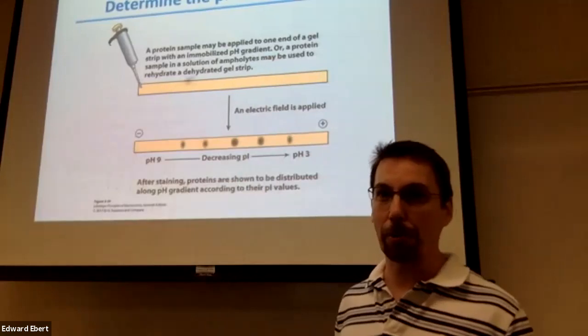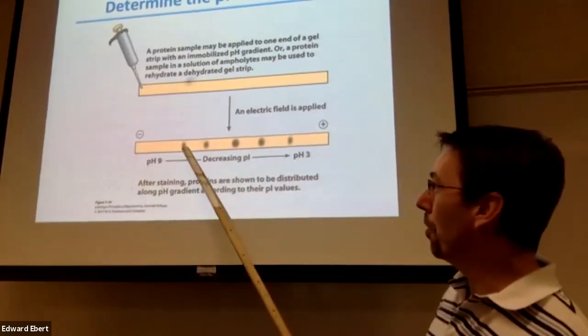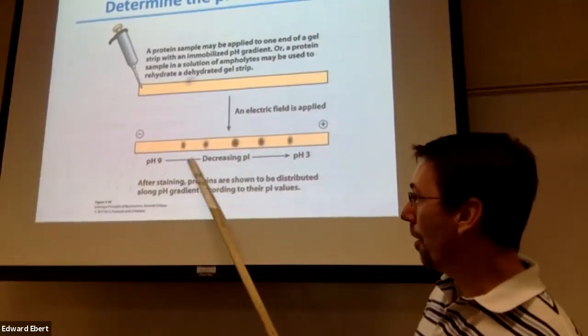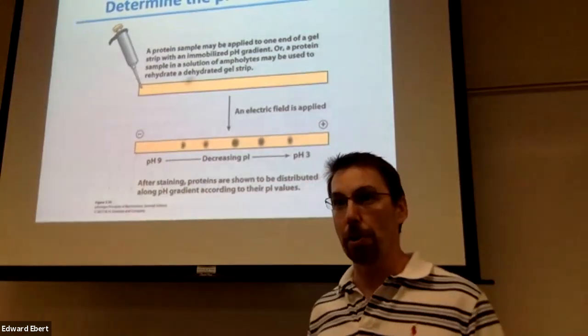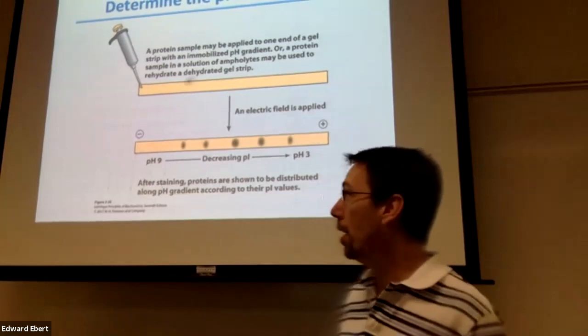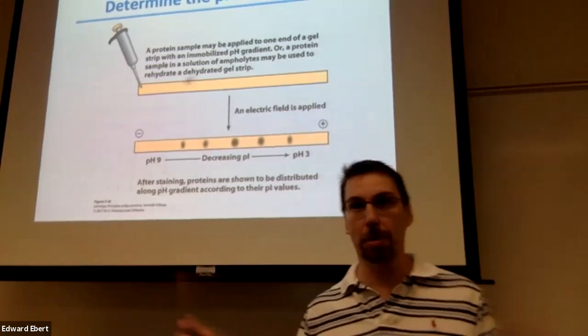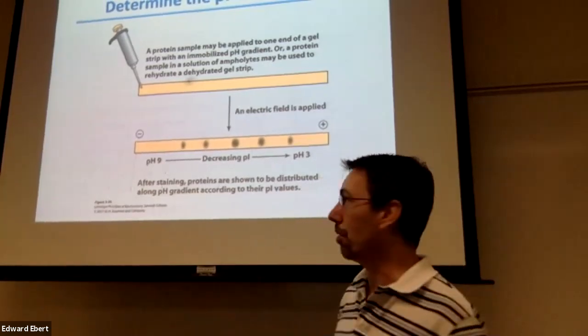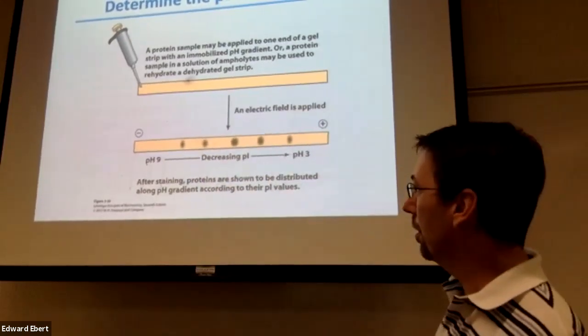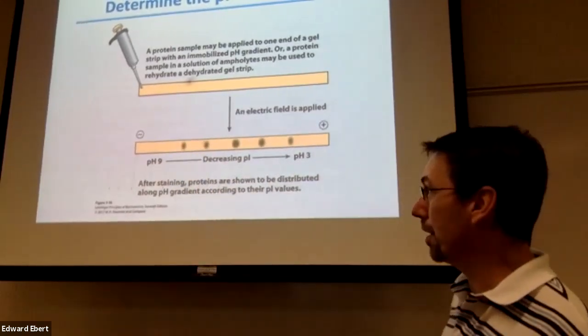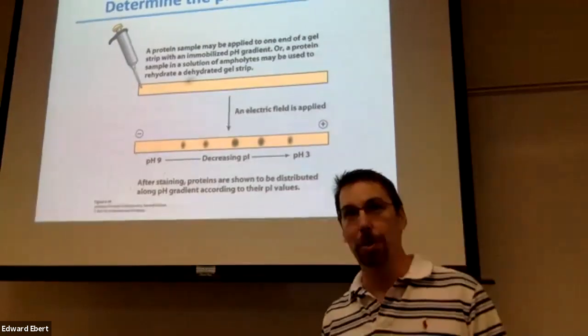We could let this run forever, for like a month. But eventually, our proteins will reach a pH where their charge is 0, and they'll just hang out there, because if their charge is 0, they're not going to move either way in the electric field. So they'll just hang out there as these little blobs. Okay, so you can separate the proteins based on their isoelectric point.